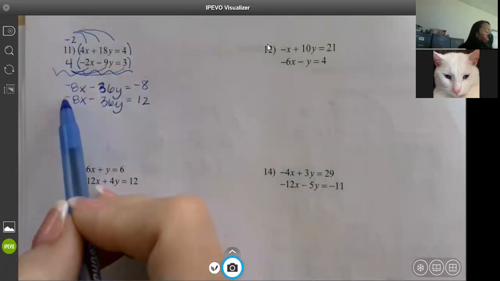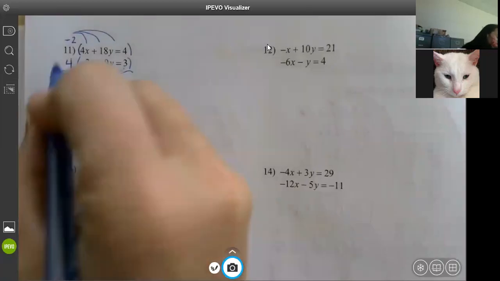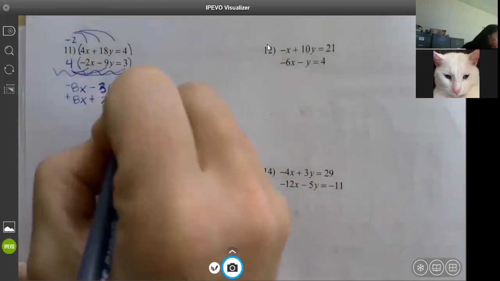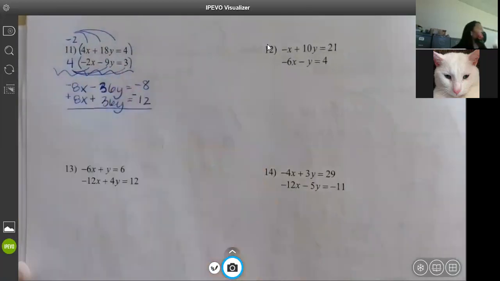Now remember from last week, if they were the same, we change the sign. Again, that will always happen. So your first two numbers will always look exactly the same, and then we'll have to change the signs.